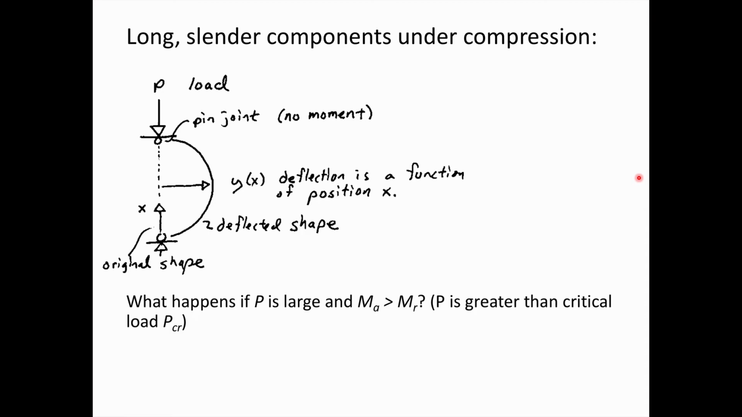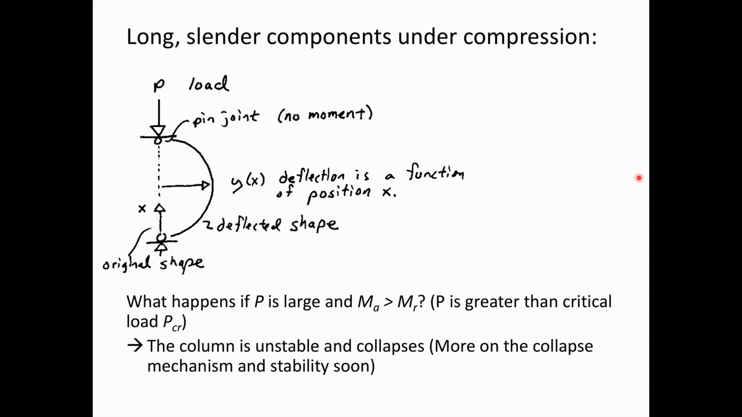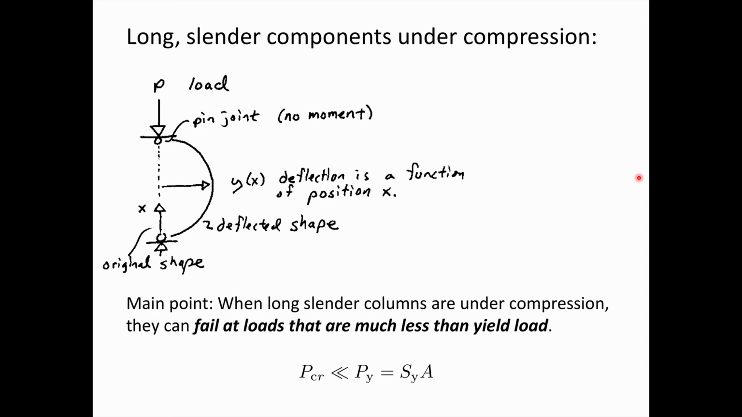Now let's look at the opposite case. What happens if the applied moment is greater than the restoring moment, or what we're going to also define as the load is greater than the critical load? The column is unstable and collapses in this case. And we're going to discuss the collapse mechanism and stability conditions soon.